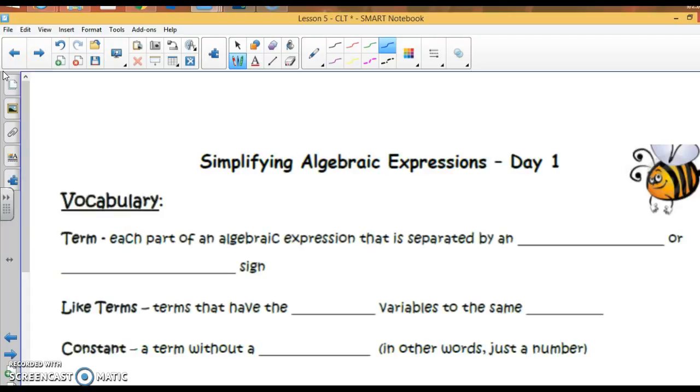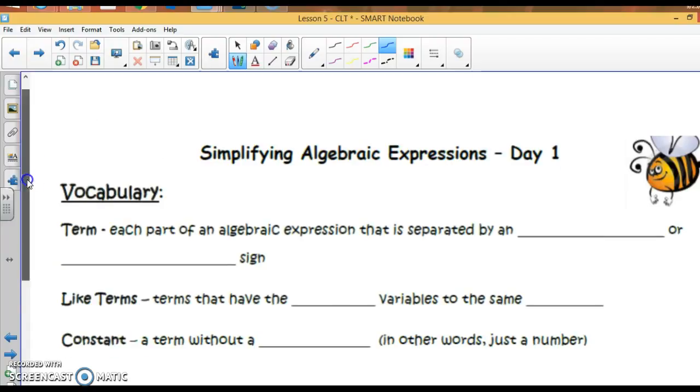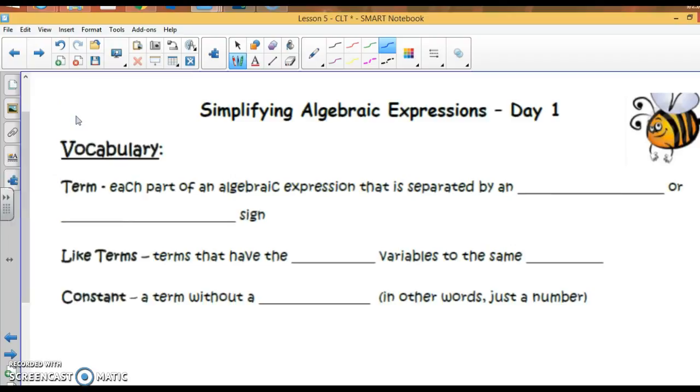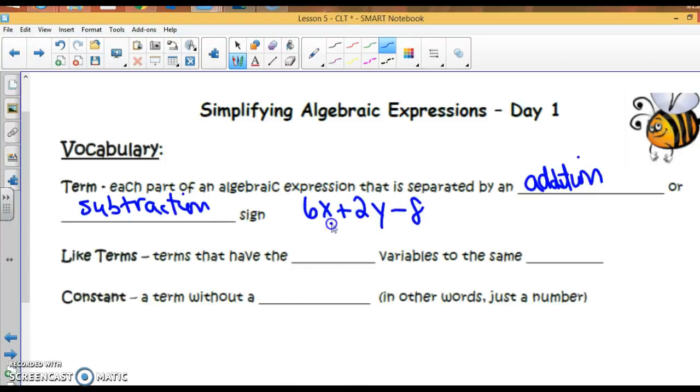Alright, so today we are going to talk about combining like terms. It's simplifying algebraic expressions. A term is each part of an algebraic expression that is separated by an addition or subtraction sign. For example, 6x plus 2y minus 8. We've got 1, 2, 3 terms because they are separated by addition or subtraction signs.